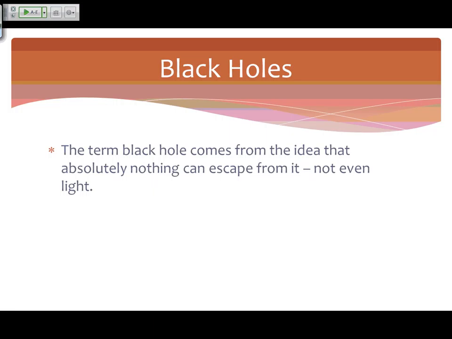The term black hole comes from this idea that absolutely nothing can escape it, not even light. So if light can't escape it, then it must be black, right? The absence of light in physics, anyway, is black. In art, it's a little bit backwards. The absence of color in art is what? What color is the absence of color? White. In light is all the colors, yes. So if I don't have any light at all, then that's black in physics.